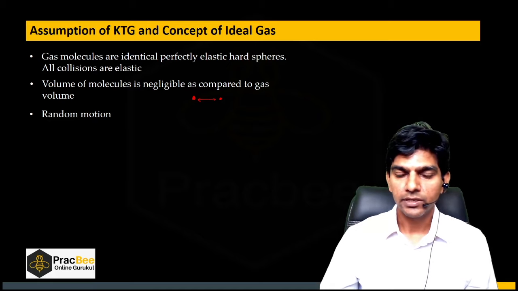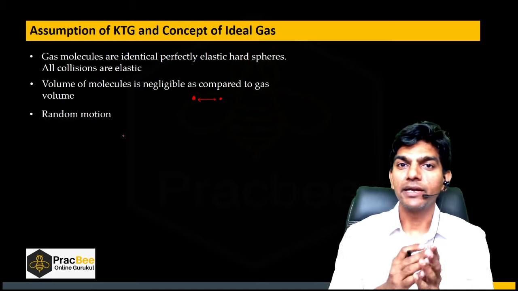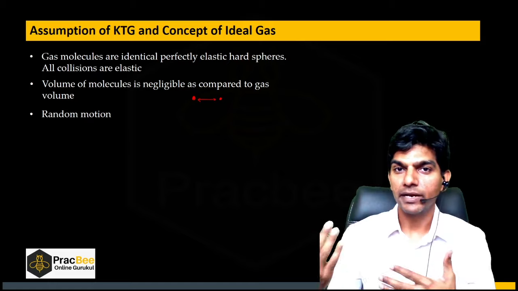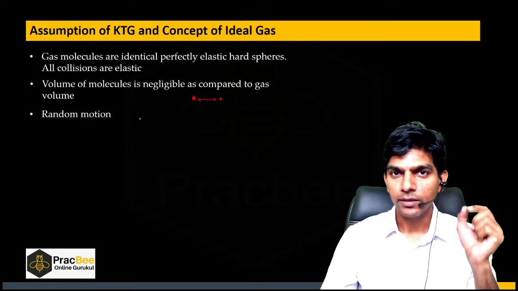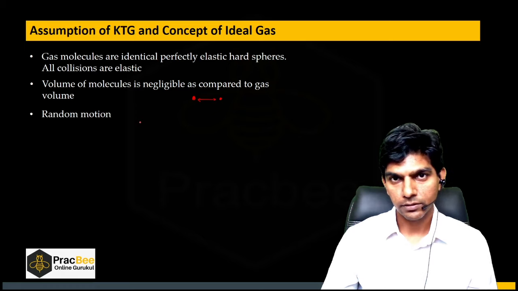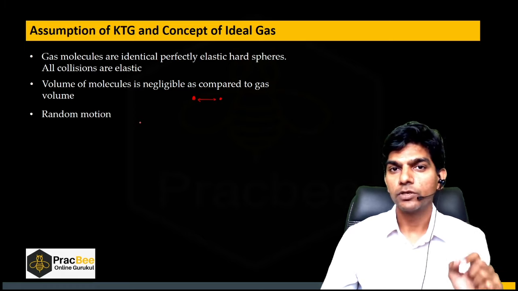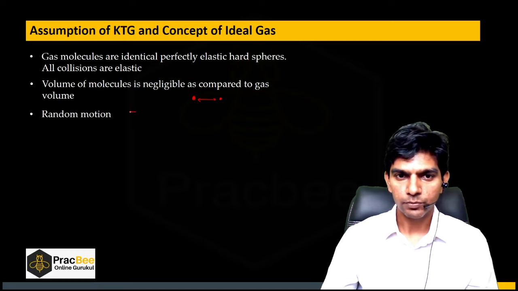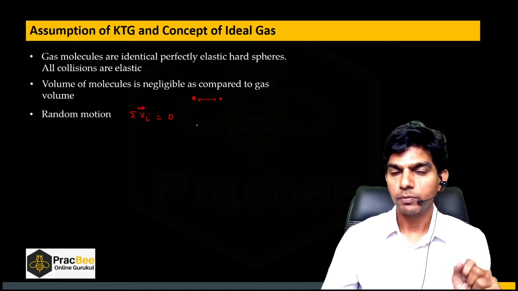Third assumption is that all molecules are moving randomly. So what does it mean? If they are moving randomly, so if I take the vector addition of velocity of all molecules enclosed in the vessel, that vector addition comes out to be a null vector. So we can say summation of Vi vector will be 0. So we have to remember this.